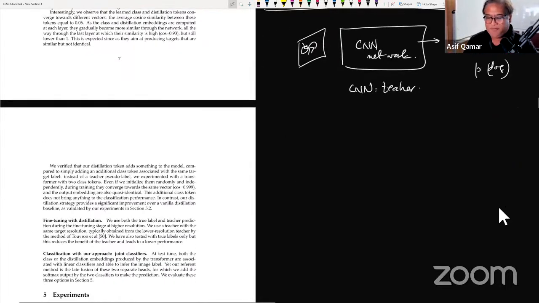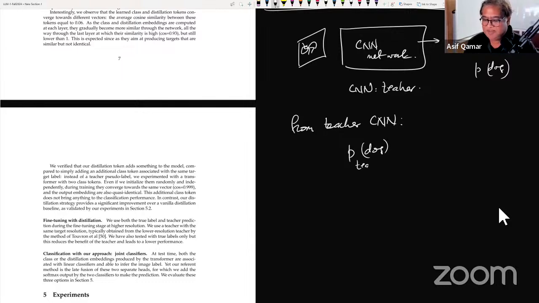So here's the thing. From the CNN, from the teacher CNN, you will get a probability of a dog. Now, this is the teacher probability. So far, so good, right?